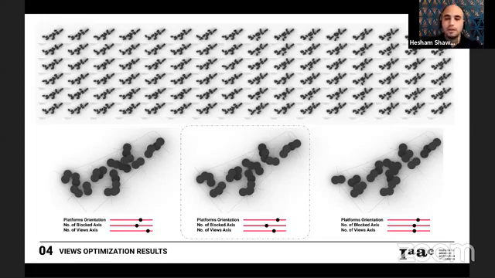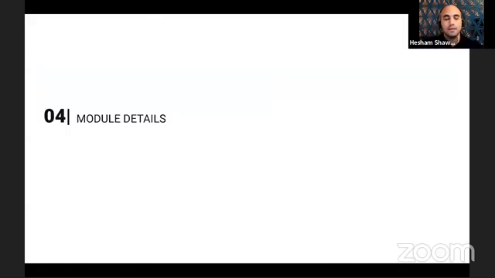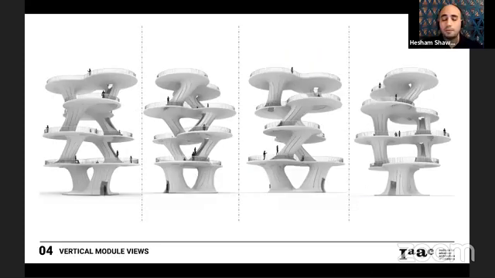and we wanted to focus on the 3 best performing iterations. We chose the one with the most platforms directed to different nodes. Then we started to generate our minimal surfaces based on that iteration. Then we started to look at the details for one vertical module. First, we wanted a nice quad mesh coming from that geometry. Then, using developable strips principles, we wanted continuous strips running from horizontal to vertical directions to perform better structurally.